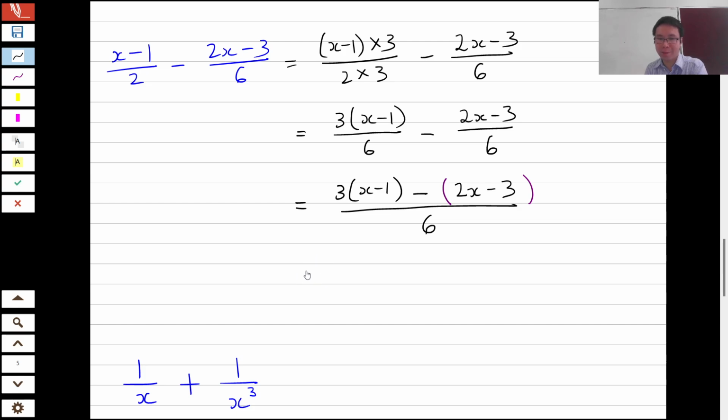Okay, and now I can expand the brackets. So 3 times x is 3x. 3 times negative 1 is minus 3. Minus 2x. And then minus 1 times minus 3 gives me plus 3. So make sure you don't drop the positive sign here. Please be very careful of negative signs. Okay, 3x minus 2x gives me x. Negative 3 plus 3 gives me 0. So my answer is just x on 6.